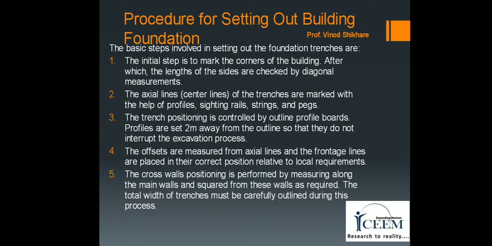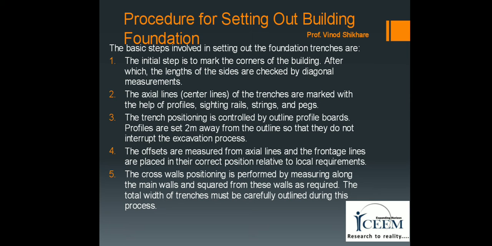Second step is the axial lines, that are center lines of the trenches, are marked with the help of profiles, sighting rails, strings, and pegs. Next step is the trench positioning is controlled by outline profile boards. Profiles are set 2 meters away from the outline so that they do not interrupt the excavation process.